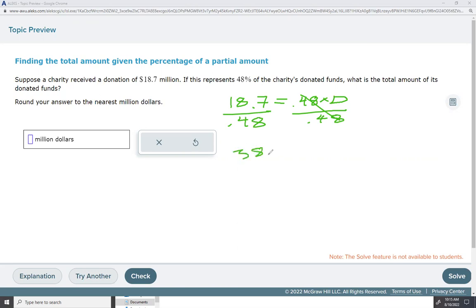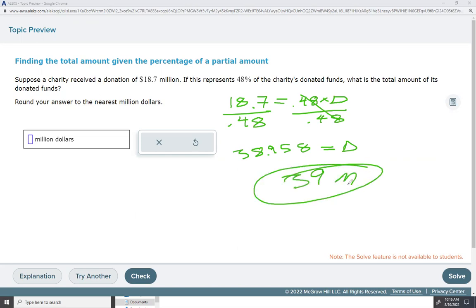So it's 38.958. That's going to round off to $39 million. So you would just put a 39 right there. But that's all it is. You just translate from English to math. $18.7 million is 48% of the amount. And then that's all I do.